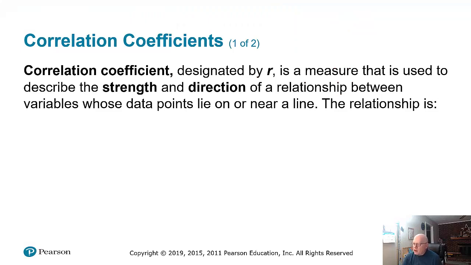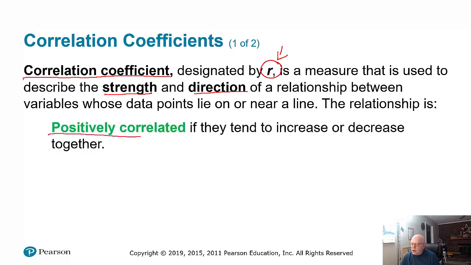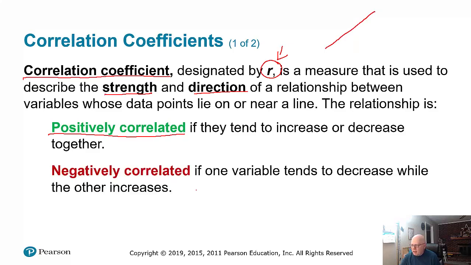Now that correlation coefficient, that's what's going to tell us how connected those are, how well they fit the model. R is our correlation coefficient. It measures the strength and direction of the relationship, all in one number. They're positively correlated. I made this green, so it's sort of a positive thing. If they tend to increase or decrease together, in other words, are they going up like this? That would be positive correlation. Negative correlation means they tend to go down like this, in general.